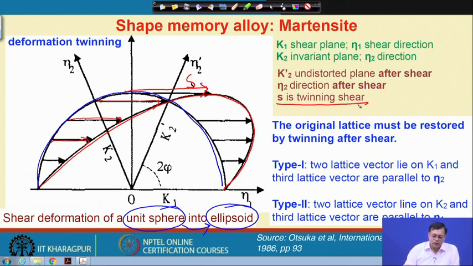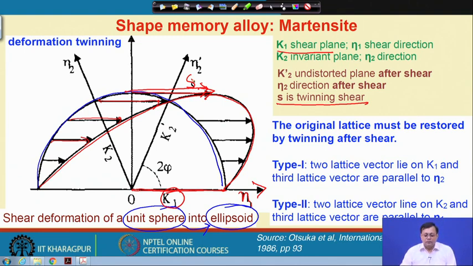And now, please have a look at some of the important vectors and their directions. So, K1 is this plane that we are talking about, and shear is basically along this direction. So, shear is parallel to the K1 plane. K1 is the shear plane and the direction is eta 1. Eta 1 is the direction of the shear.